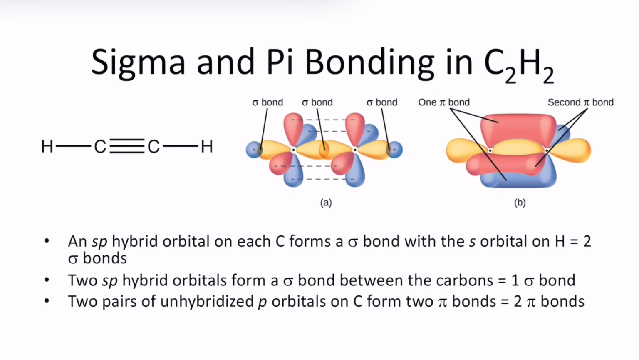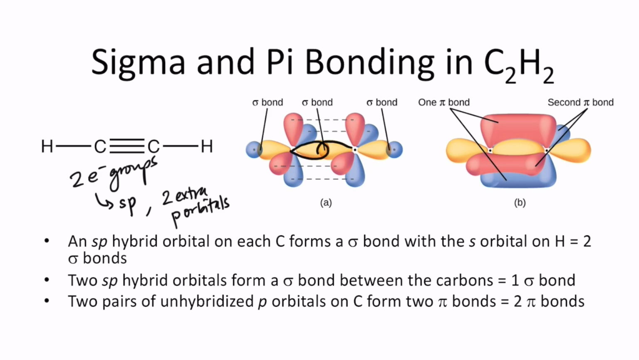So each of these carbon atoms has 2 electron groups, which means that I'm going to have sp hybridization, and it also means that I'll have 2 extra p orbitals on each atom. So in this first diagram, we see the sp orbitals overlapping between the carbon atoms to make the bond, and the sp orbital overlapping with the s orbital between carbon and hydrogen to make the other sigma bonds. So those are the 3 sigma bonds in the molecule.